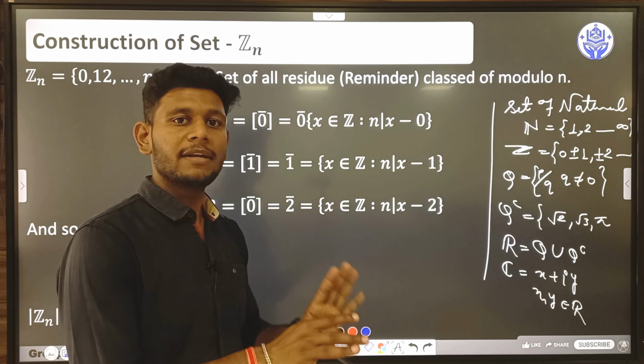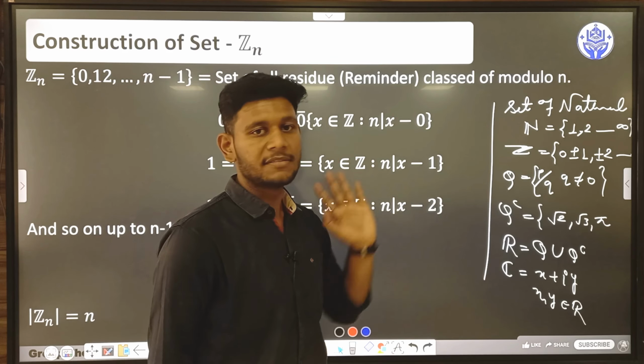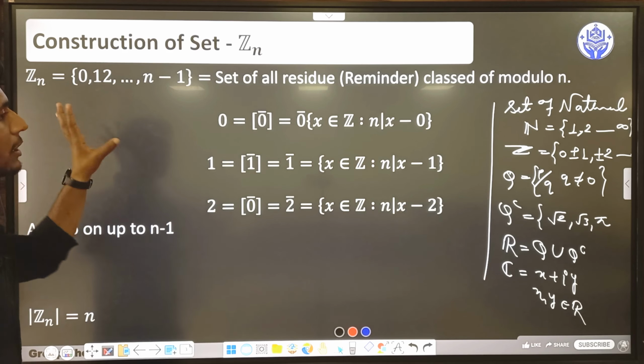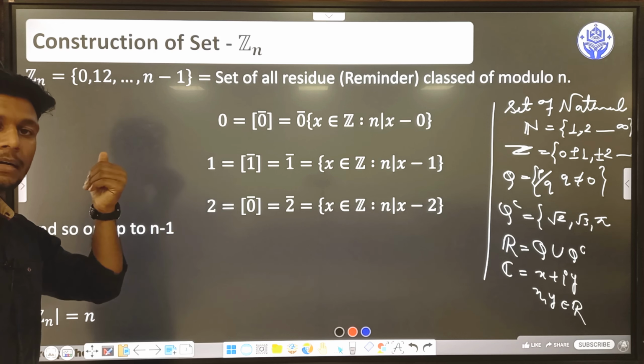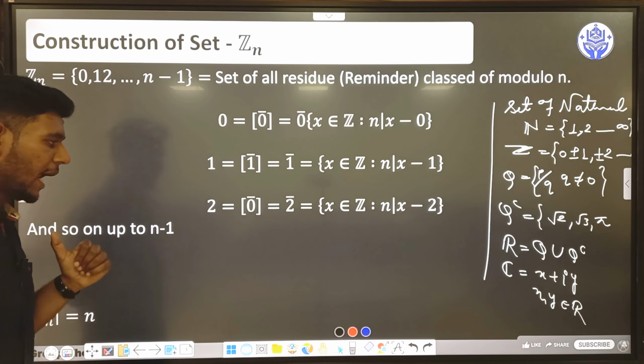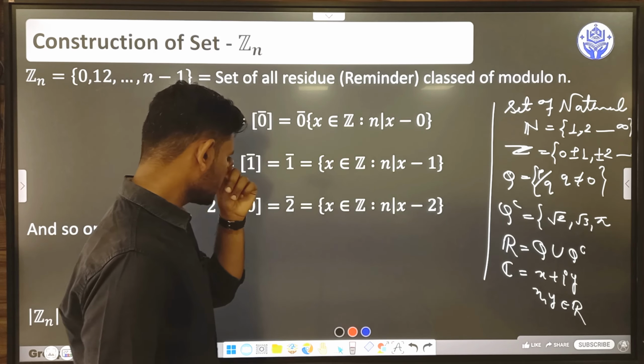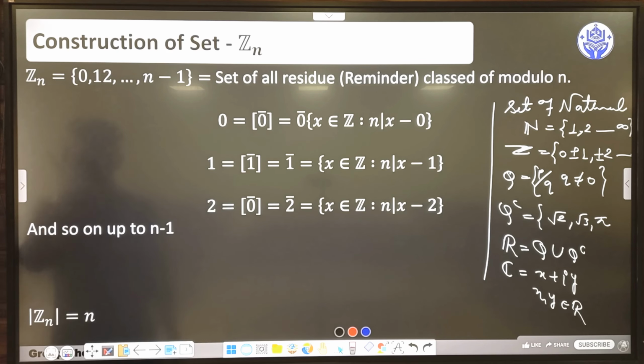Now in this video I will discuss the sets other than these sets. I will take help from these, but I will discuss all the other sets that will form groups in group theory, and that will have some important properties in group theory. Let's start the topic: construction of Zn.